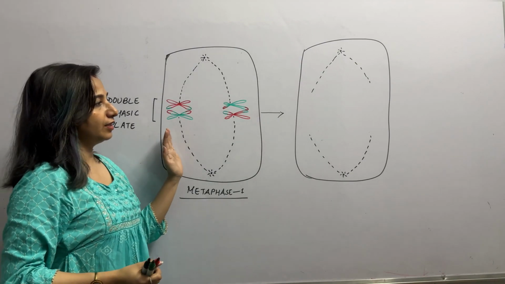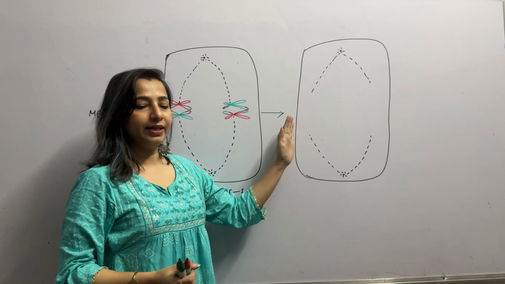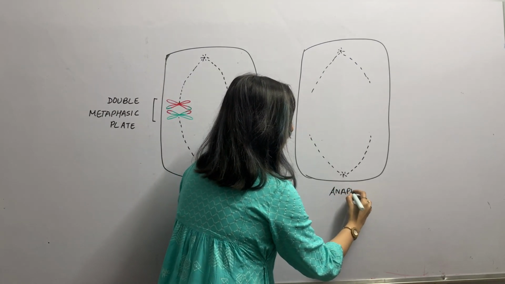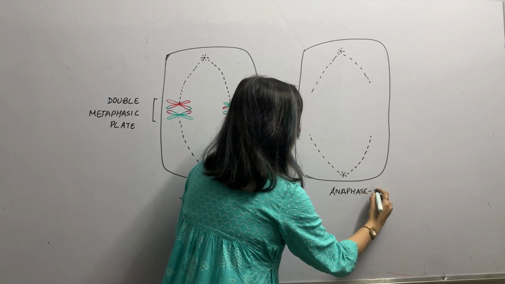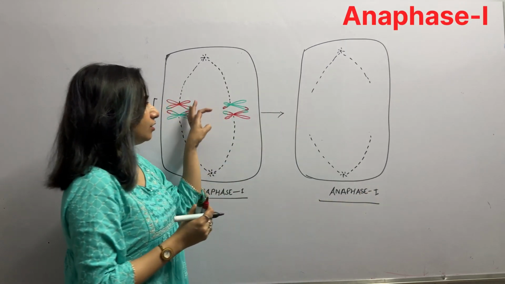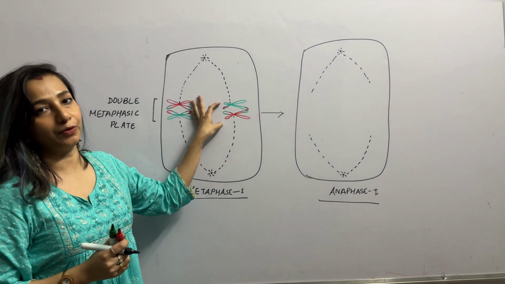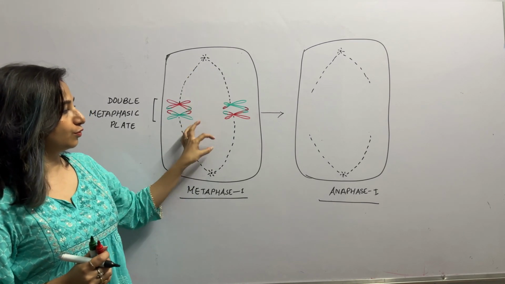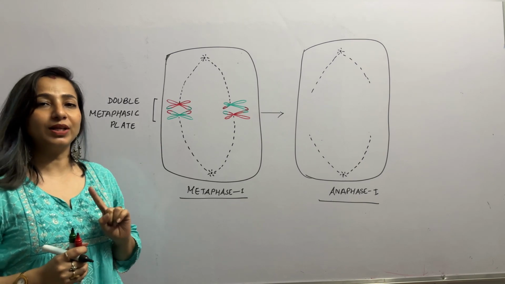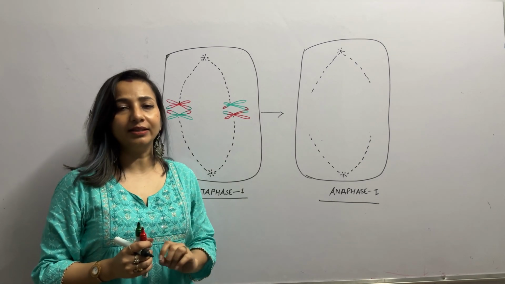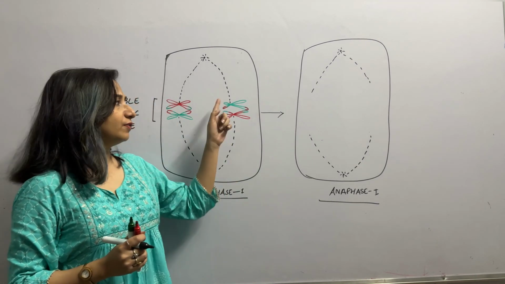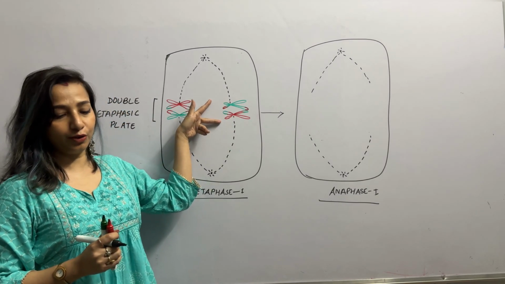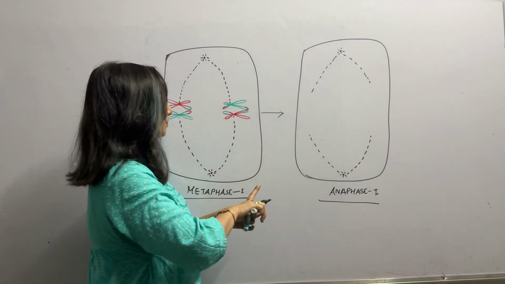So after metaphase, there will be transition to what? Anaphase 1. During anaphase 1, these homologous chromosomes separate. This chromosome will move to this pole, and this chromosome will move to this pole. But remember one thing: during mitosis, we stated that there is splitting of the centromere. Have you seen splitting of the centromere here? No. Only there is separation of the homologous pair.